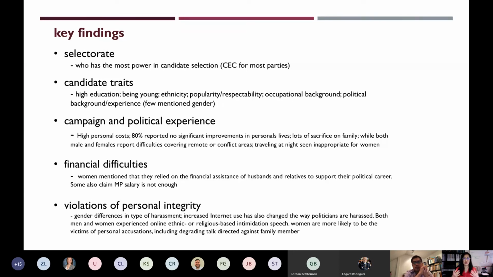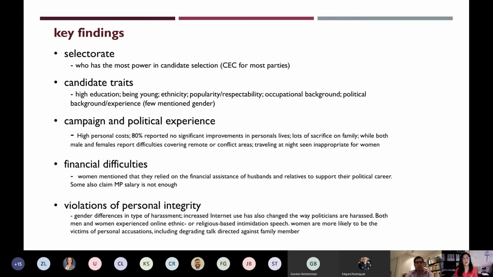Our interviewees also shared with us their campaign and political experiences. They all report high personal costs to their family life. 80% reported no significant improvement in their personal lives. There's a lot of sacrifice on their family, especially when they are on the run, on rallies. Both men and women report difficulties covering remote or conflict areas. Traveling is especially problematic for women at night, as this is seen as inappropriate.